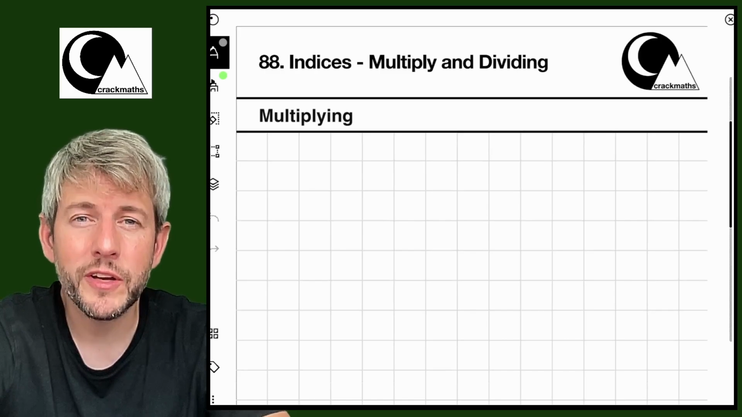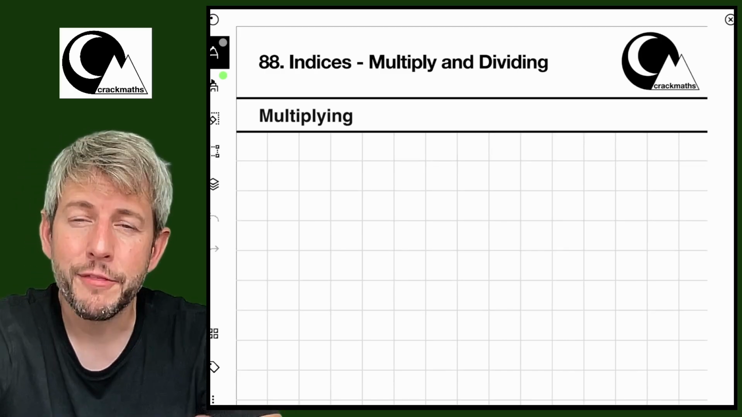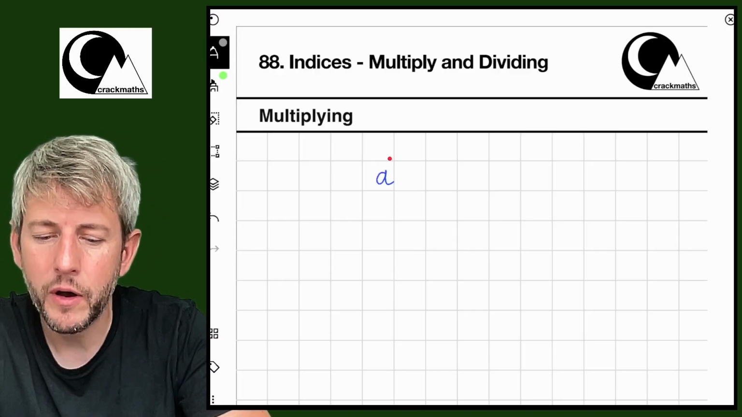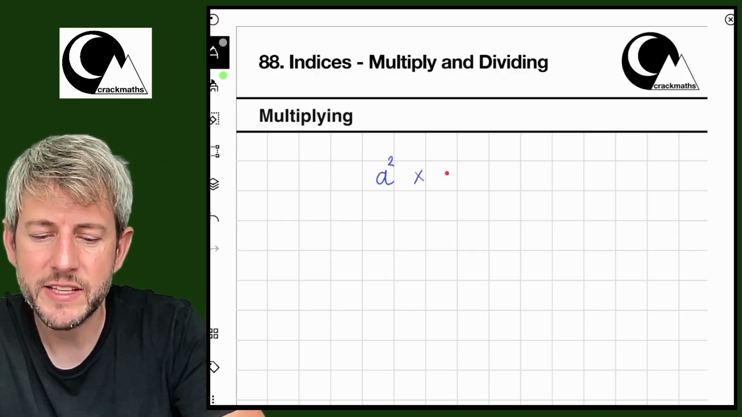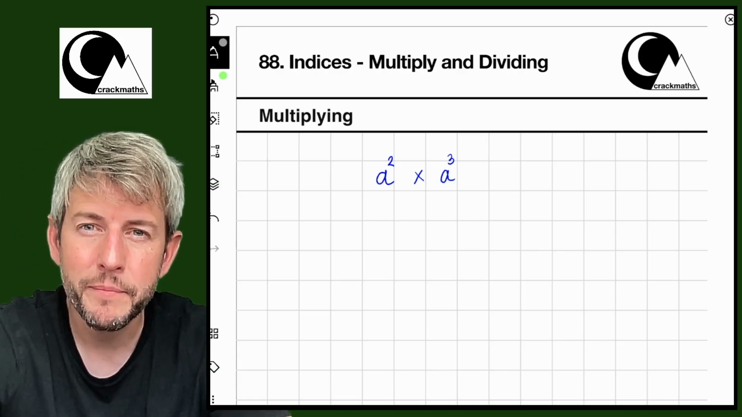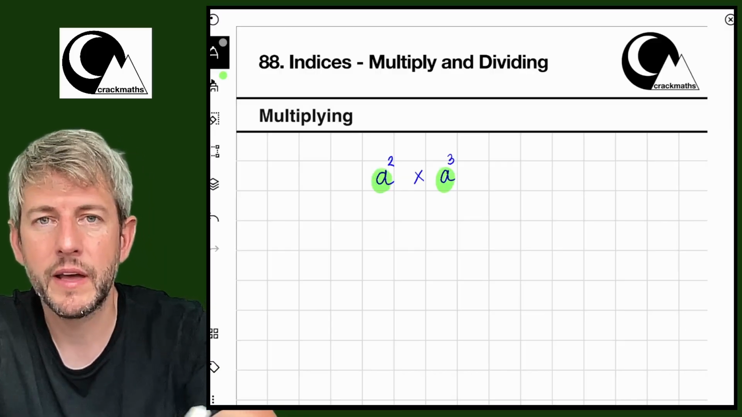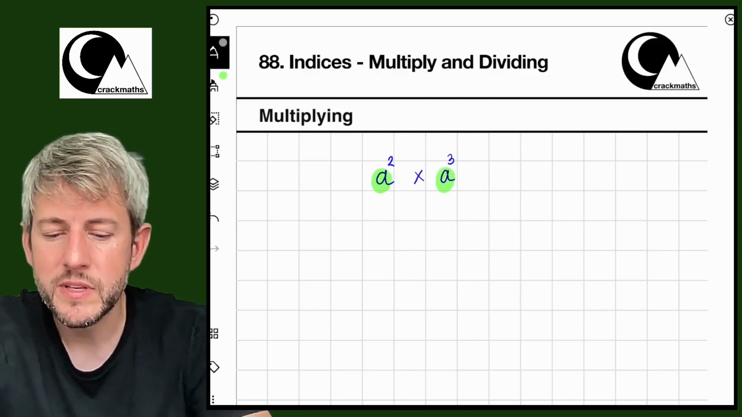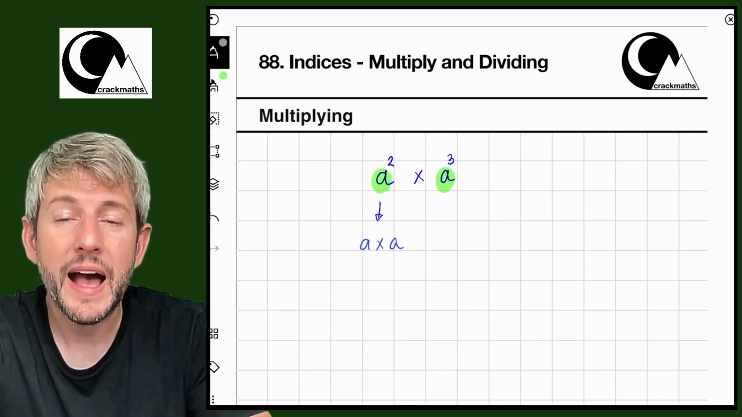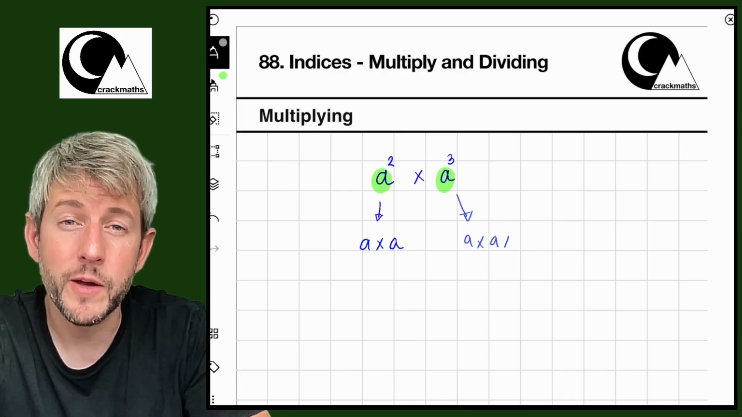So the first thing I want to look at is the idea of multiplying, and what that refers to is when we're multiplying things that are the same. So say for example if I had a to the power of 2 times a to the power of 3, I'm able to multiply these two indices together because these are both the variable a. That makes sense as well because a to the power of 2 means a times a, and a to the power of 3 means a times a times a.